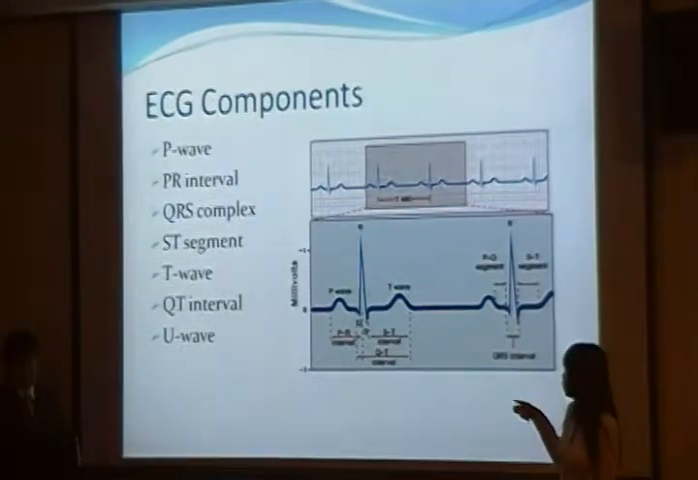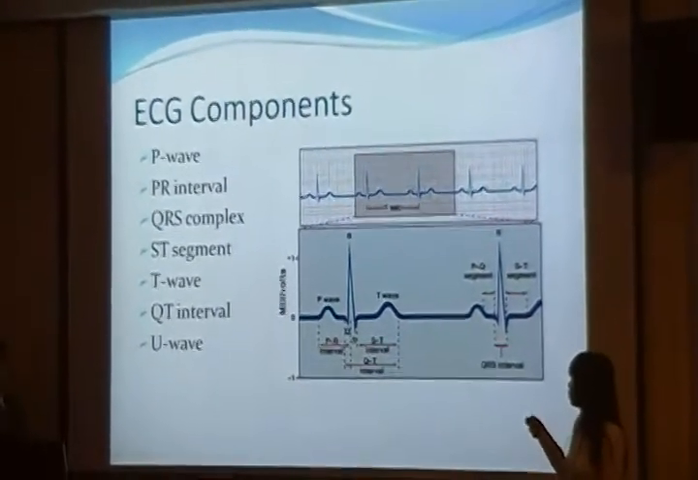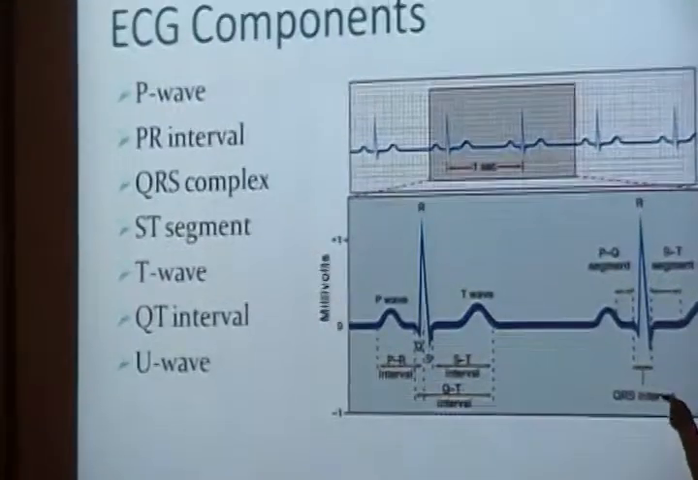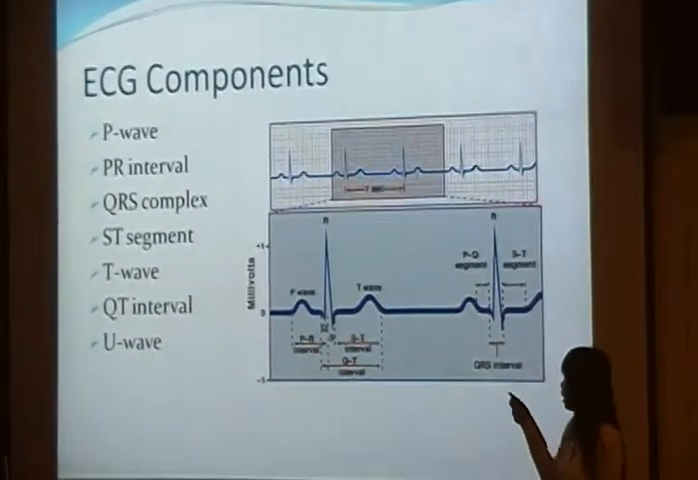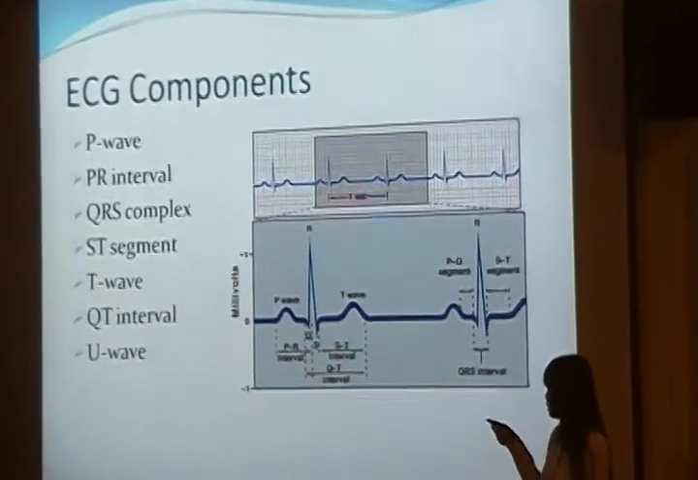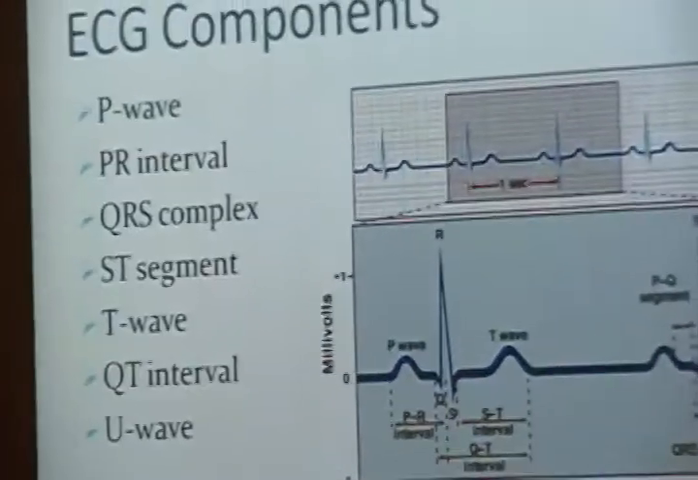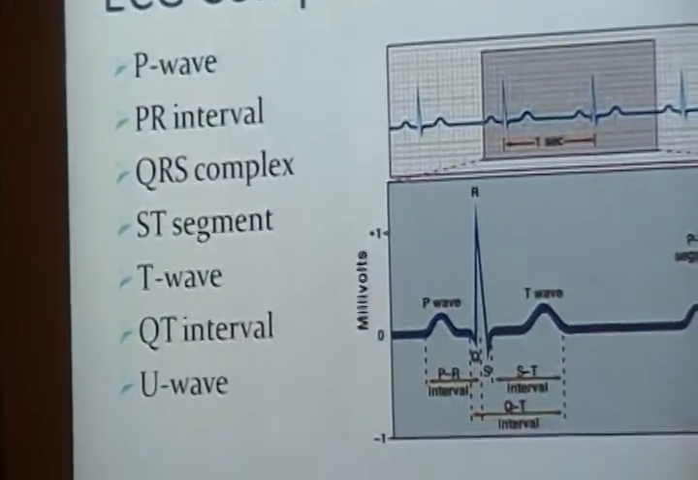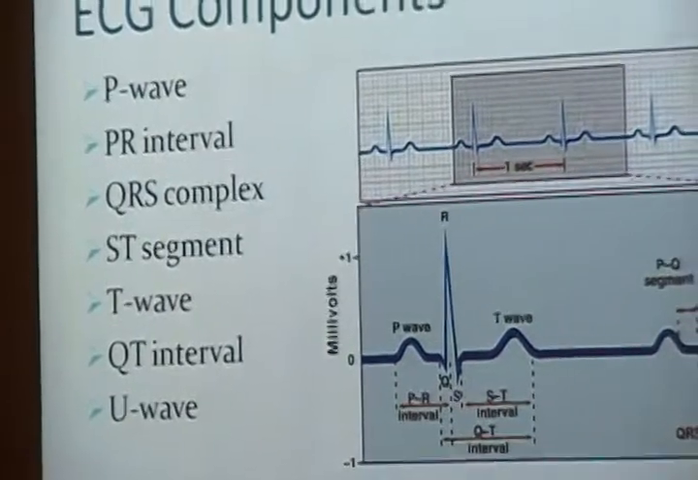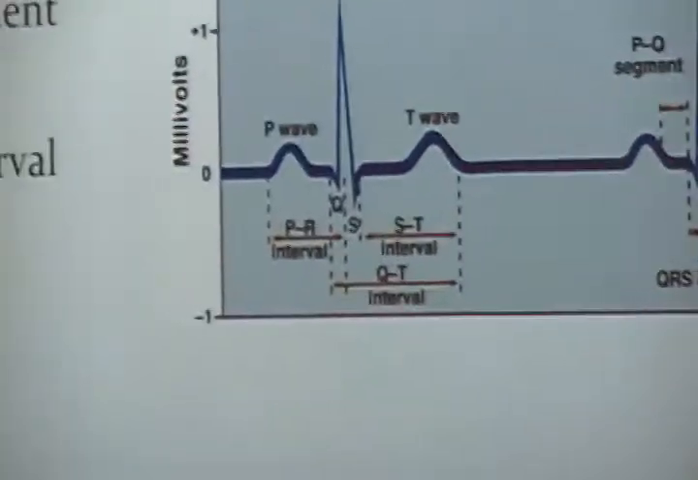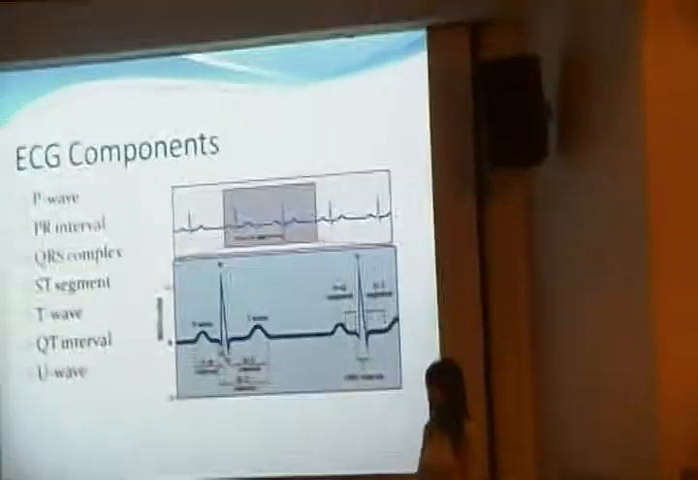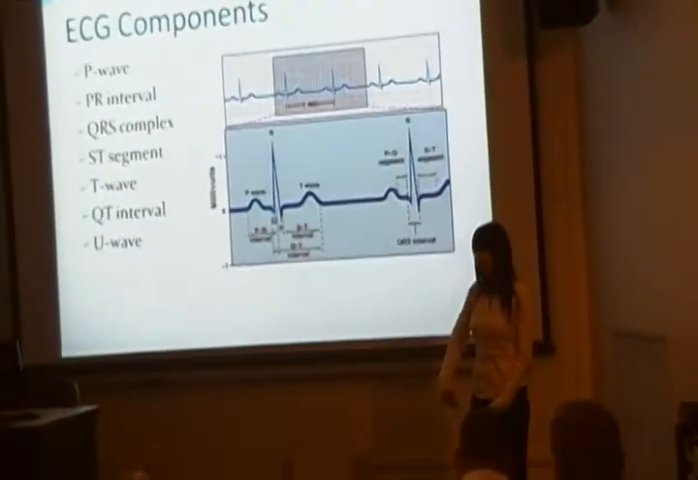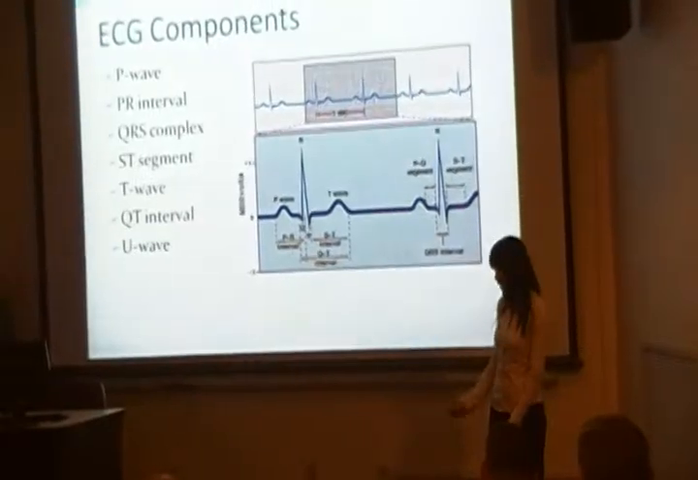The normal ECG waveform has several different components: the P wave, PR interval, QRS complex, ST segment, T wave, QT interval, and U wave. It depends on the person. Everybody has a different ECG waveform, and only a specialist doctor can tell whether the patient is having a heart problem at that time or not.